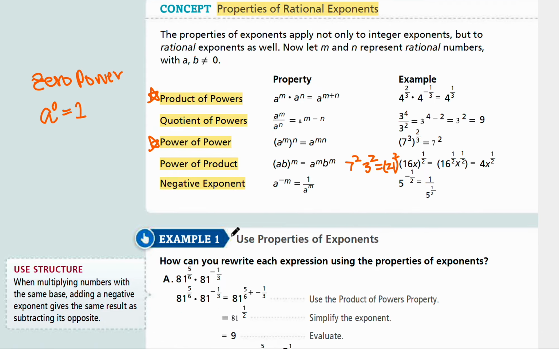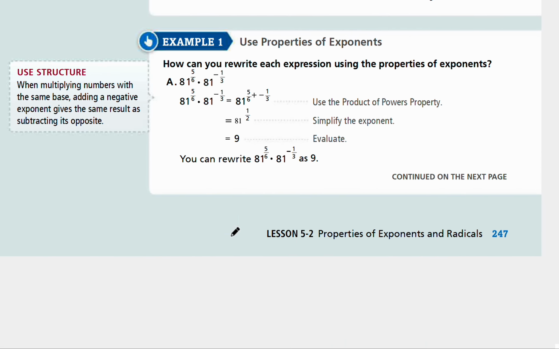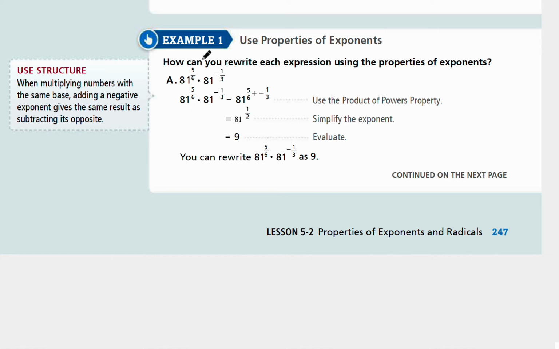Let's look at example 1. Use properties of exponents. How can you rewrite each expression using the properties of exponents? So this is an example. You have the same base, right? 81, 81. Then using the product of powers property, you can add the powers and keep the base the same, 81. And then 5 over 6 plus negative 1 over 3. And then you have 1 over 2.